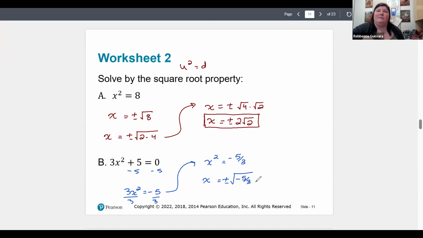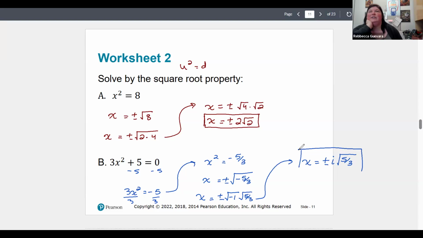So if you remember, that's the plus or minus, square root of -1 times the square root of 5/3. So this is really just saying that x is going to be plus or minus i square root of 5/3. And we can't reduce that one any further, so we'll leave it as is. We're trying to keep exact solutions that are simplified.